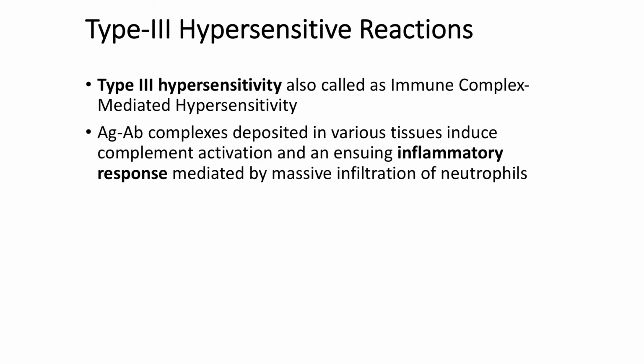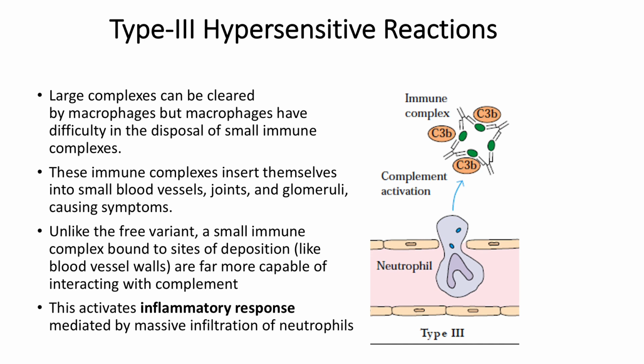In type 3 hypersensitive reaction, it is also called as immune complex mediated hypersensitivity. Antigen antibody complexes deposit in various tissues, induce complement activation and an ensuing inflammatory response mediated by massive infiltration of neutrophils. So what happens is large complexes can be cleared by macrophages very easily. Okay, they can be identified and removed from the site very easily.